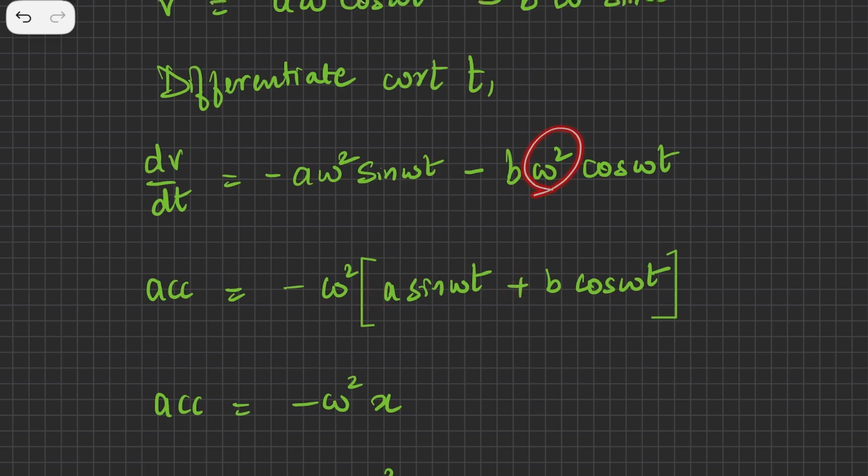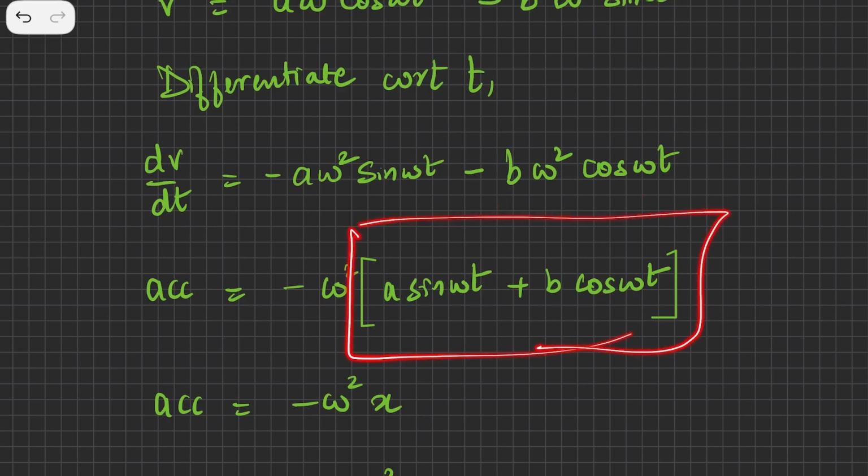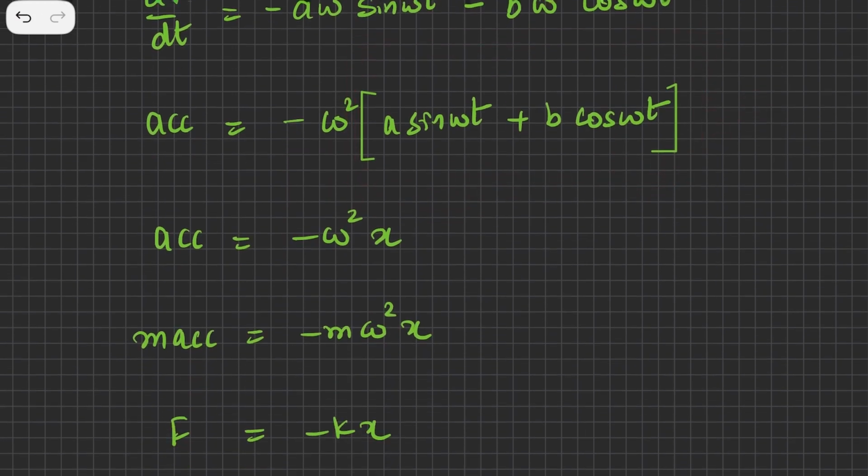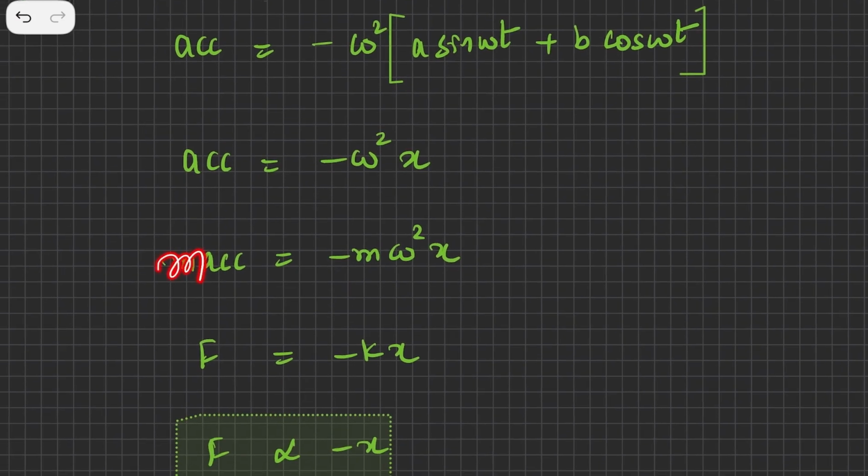Omega square is gone outside, so what remains is b cos omega t, and if you see this square bracketed term, this is nothing but equal to x, which was given already. So in place of this box, I'll write an x. So I got acceleration, and acceleration is equal to minus omega square x. So I'm multiplying this by mass, on both the sides.